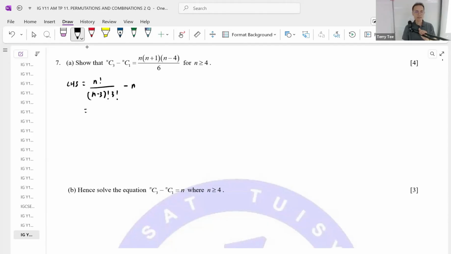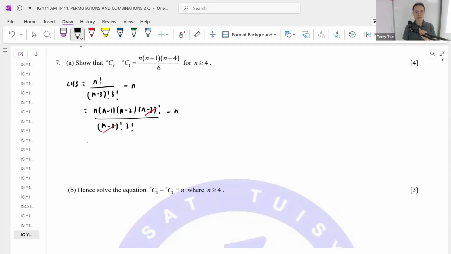Now, let's simplify this. This is n minus 1, n minus 2. Remember I already explained to you earlier, we can actually cut short. I don't have to write this line, actually. You can just cancel it. But anyway, let me write it like this for you. Can we cancel it?